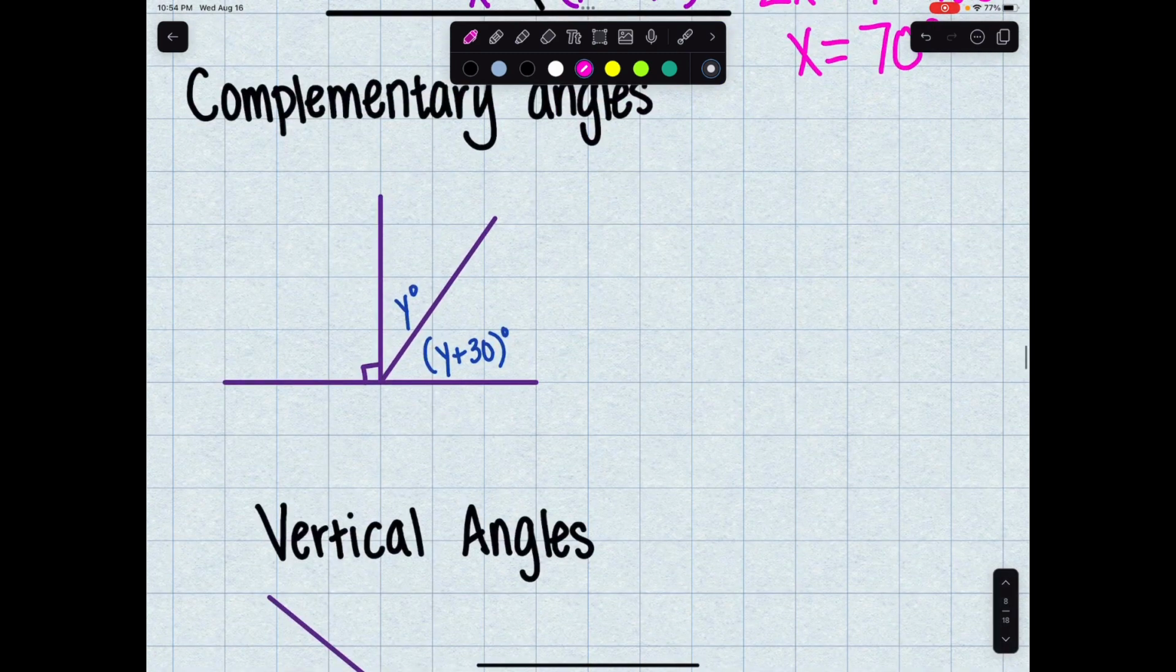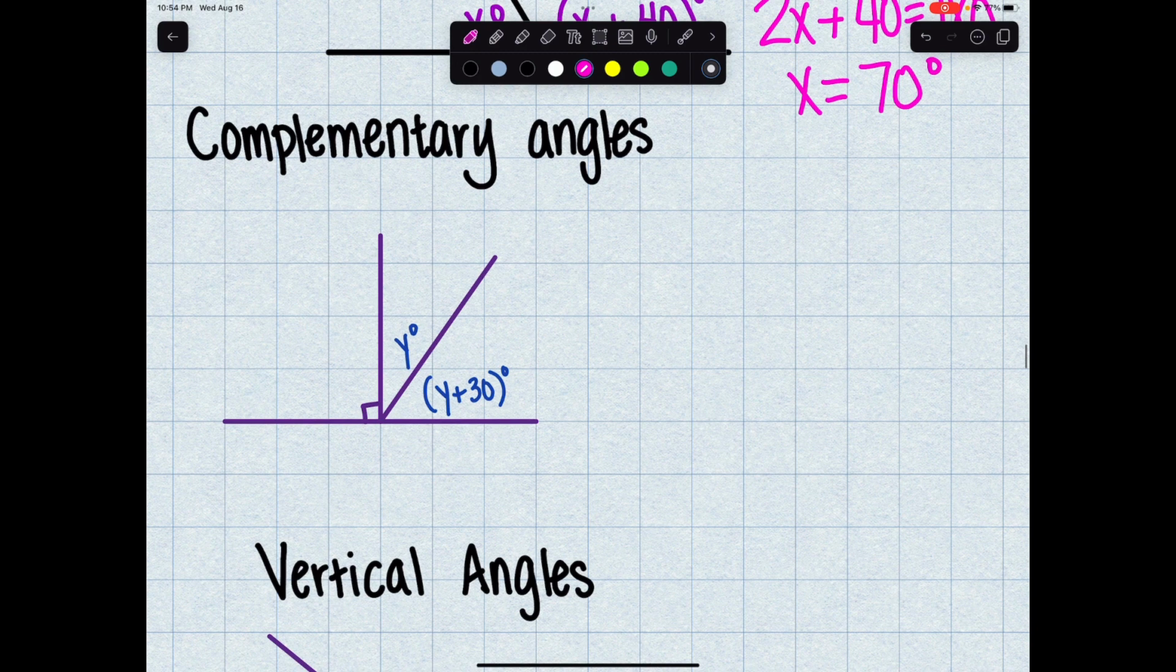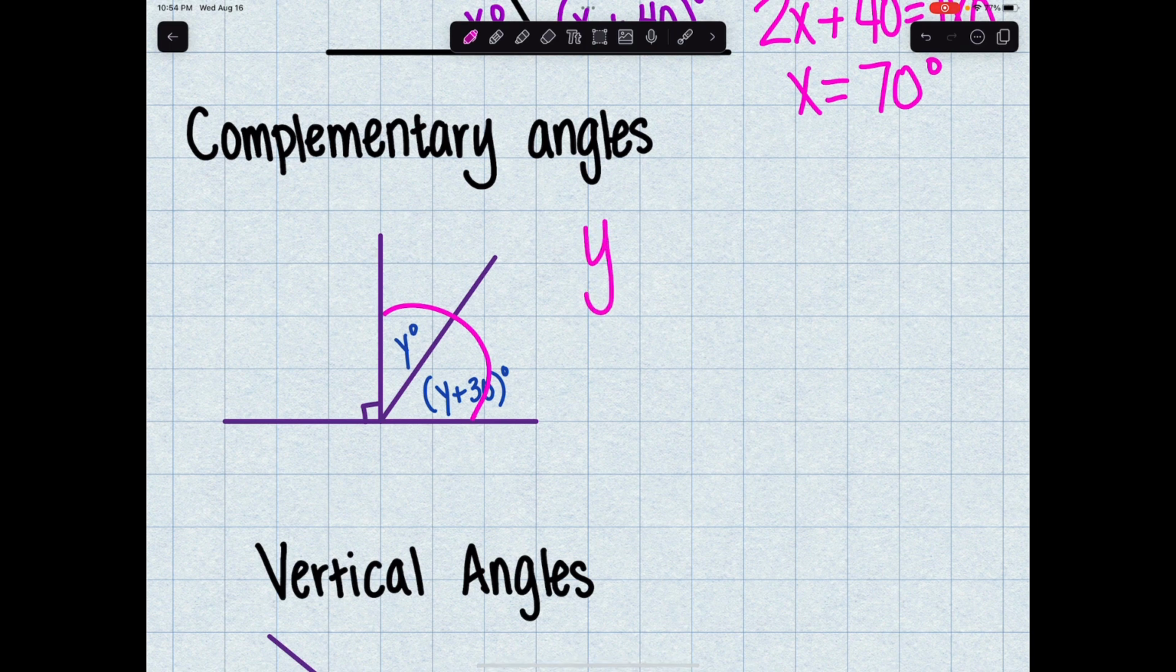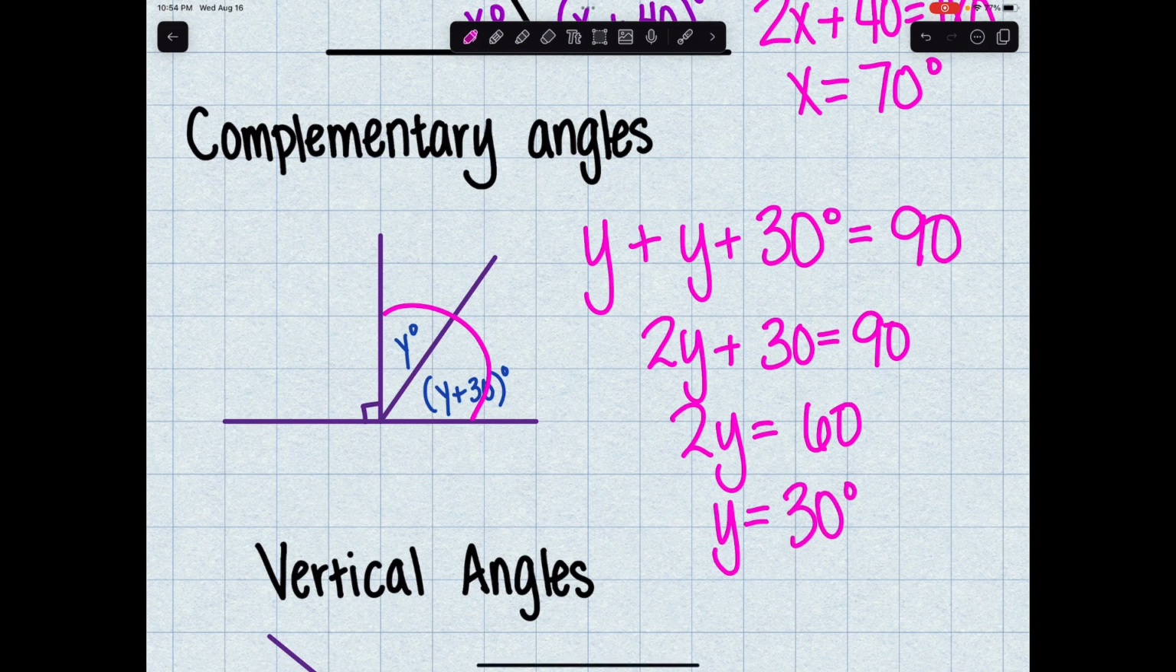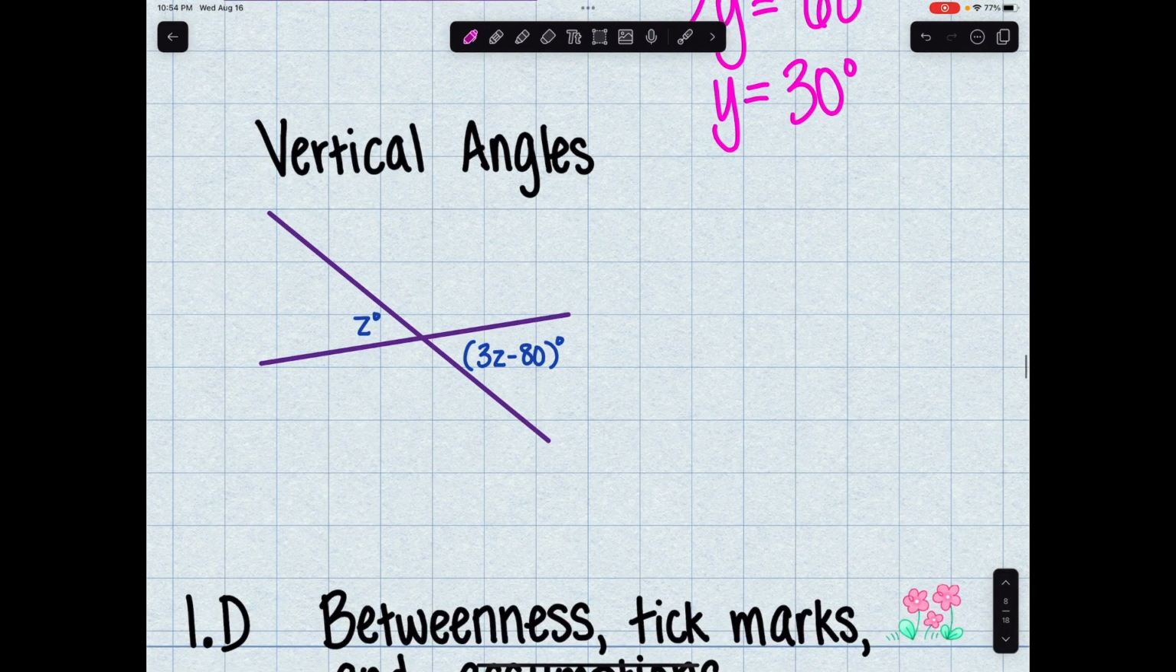Okay, what about complementary angles? Complementary angles are awesome because they add up to 90 degrees. So here they give us two angles. One is Y, the other one is Y plus 30, and we know that has to equal 90 degrees. Y plus Y plus 30 is 2Y plus 30 is 90 degrees. 2Y equals 60. Y is 60 divided by 2, which is 30 degrees. Sweet.